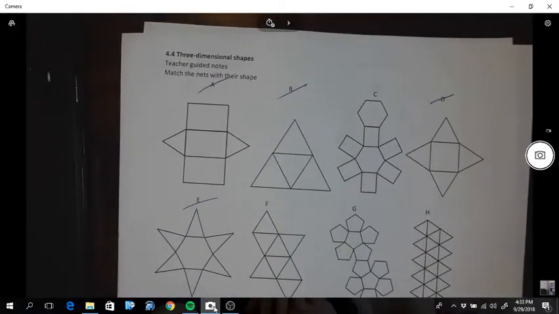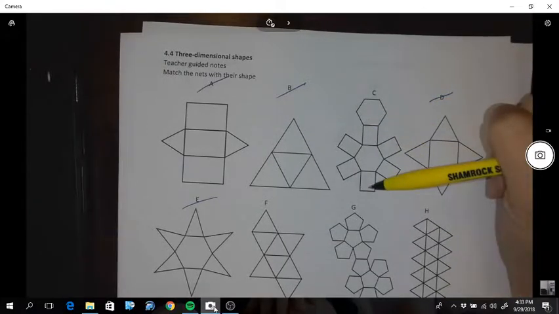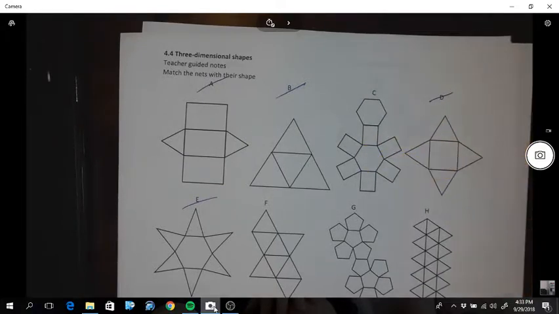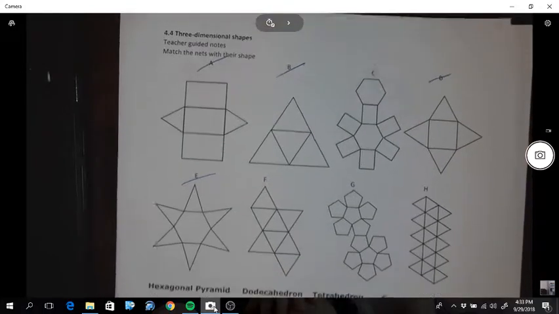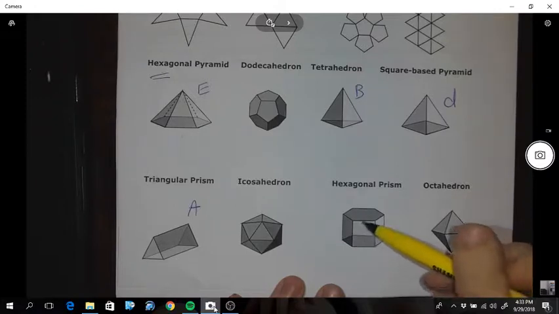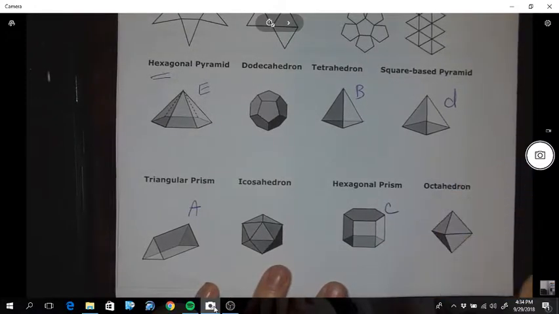Okay, let's maybe try C next. So we have a hexagon on both ends, and then we will have rectangles in the middle, so that's C. That looks like it will match this one where we have 2 hexagons with rectangles connecting them all. So letter C.